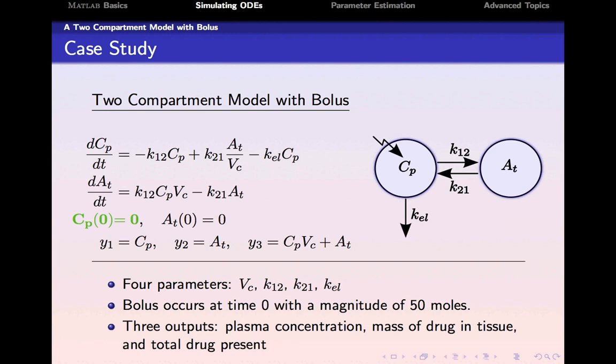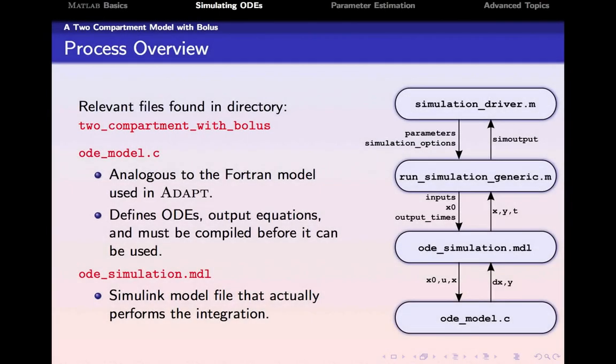We also have three different outputs. Our first output is going to be the concentration in the plasma. The second output is going to be the amount of drug in the tissue compartment. And the third output is going to be the total amount of drug in the system. So for this example, we have 4 parameters. We have the bolus that occurs at time 0 with a magnitude of 50 moles, and we have 3 different outputs.